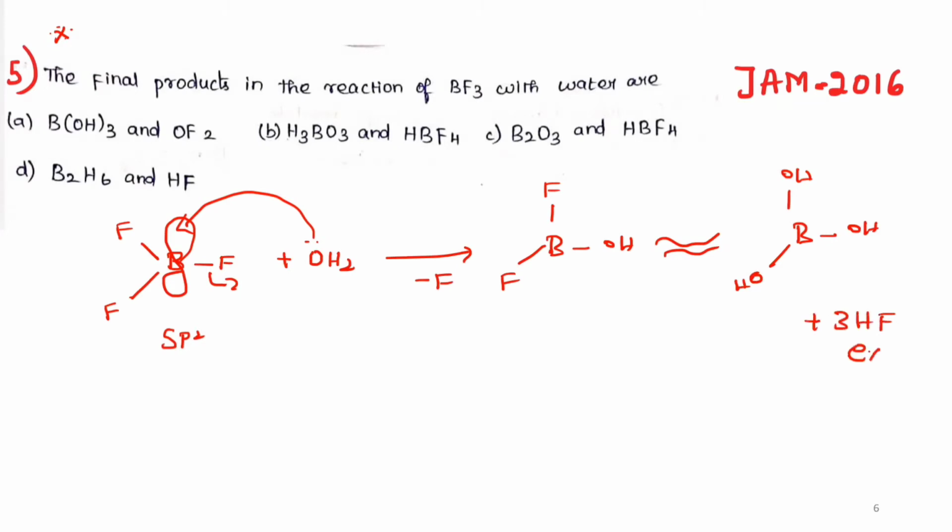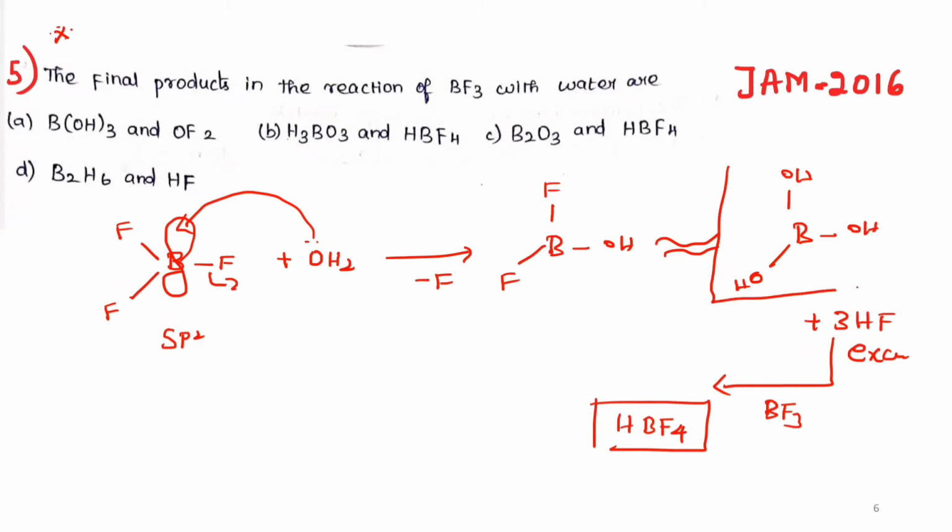Now this HF is in excess in solution, right? Now this HF reacts with what? The BF3 again. I get HBF4. What is the final product? HBF4 and H3BO3, orthoboric acid. What is the option? This is H3BO3, therefore the option is B: H3BO3 plus HBF4. This is plus, this is minus. Understand? Very important question. Please understand. Okay, go for the next question.